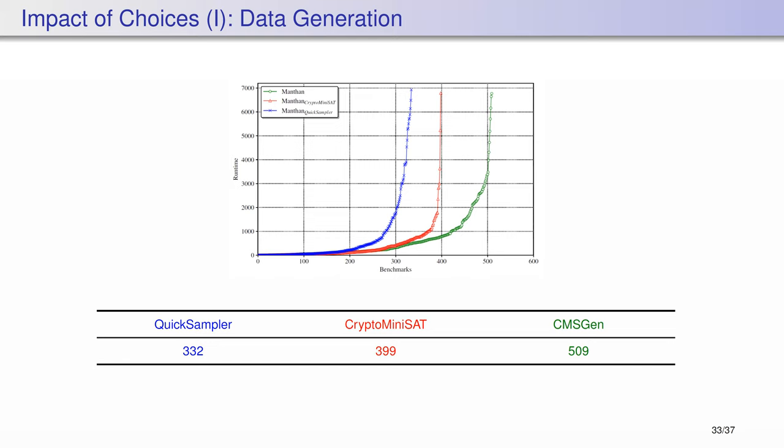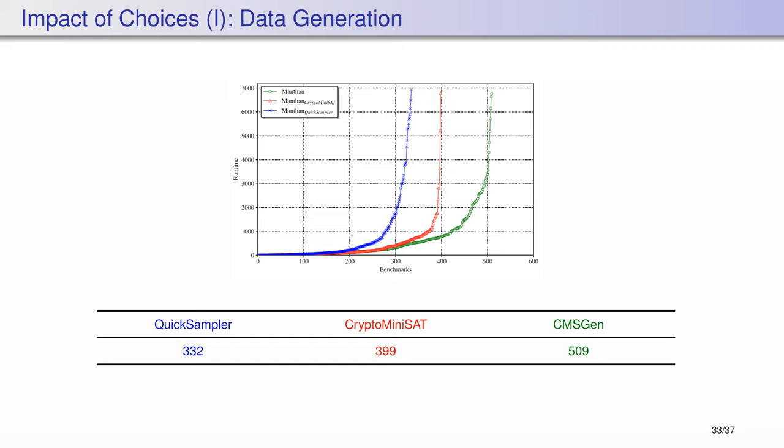So here's the first choice: how much does the quality of the samples, the data that you generate, matter? Of course, sampling is a hard problem. You can have samplers that are very fast, but don't generate distributions that are close to the prior that we wanted, or samplers that can generate distributions that are close to the posterior that we would like. It turns out that if you just plug in samples from samplers that don't have guarantees, then we end up solving much fewer problems. So the quality of samplers matters quite a bit.